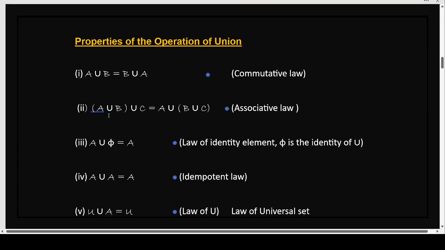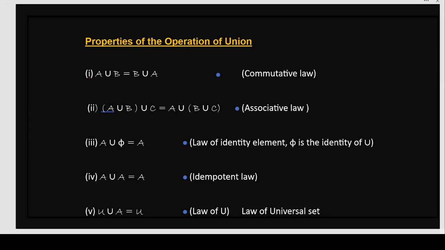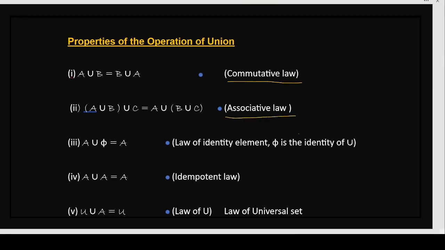We will see the properties of the operation of union. As you studied in your previous classes, in addition and subtraction, some properties are there. These are the commutative property, associative law, and law of identity. Commutative property means, in simple addition, 3 plus 4 also equals 4 plus 3. That means A plus B equals B plus A.